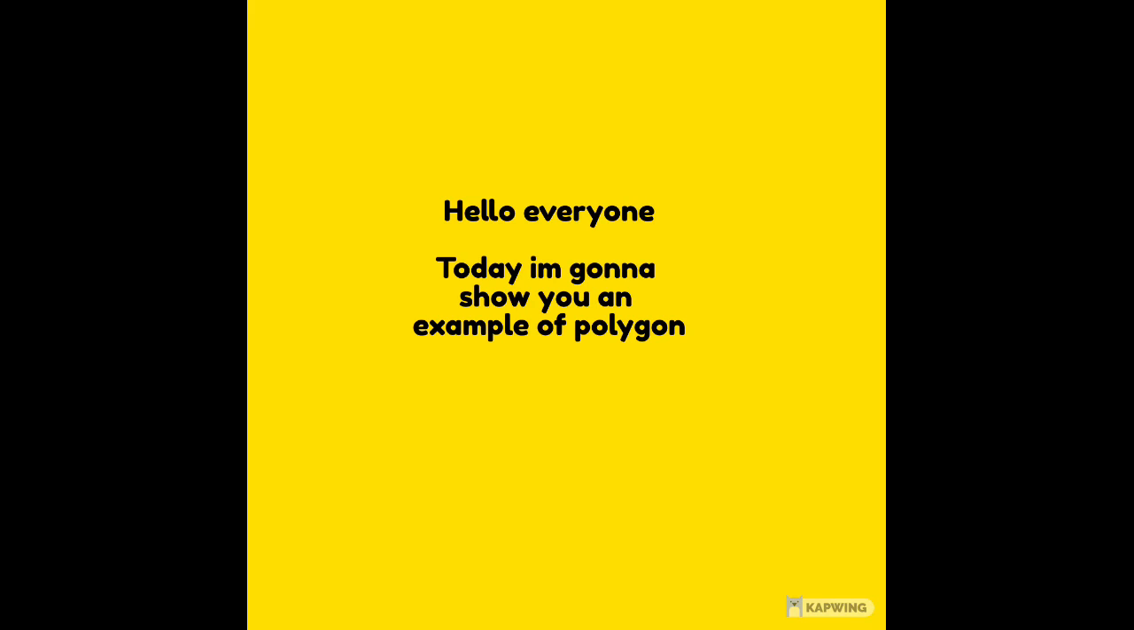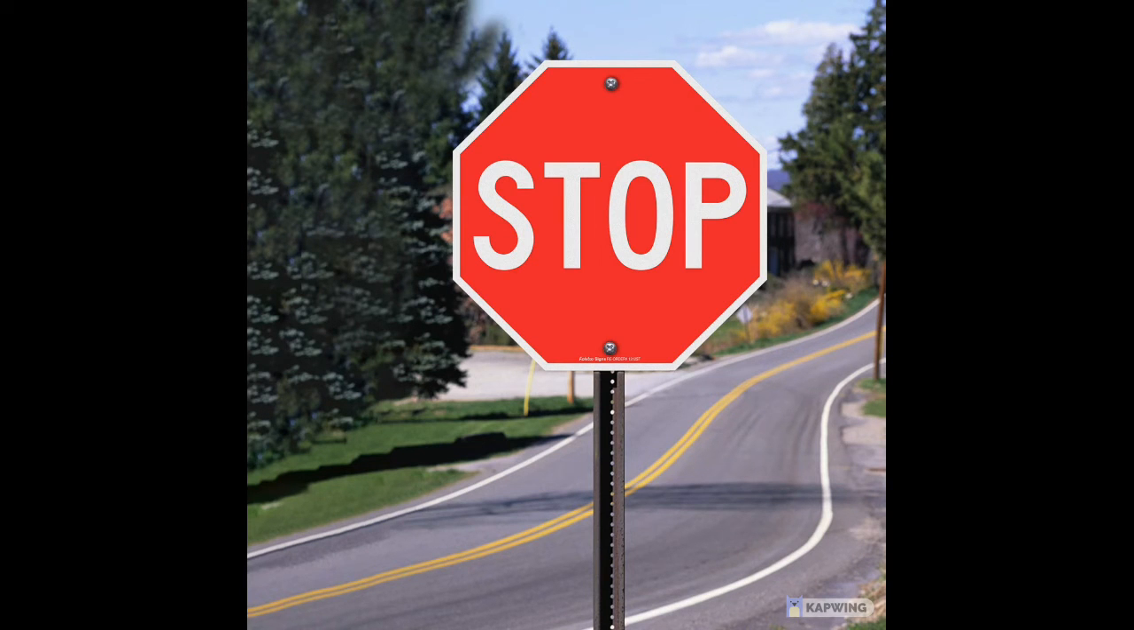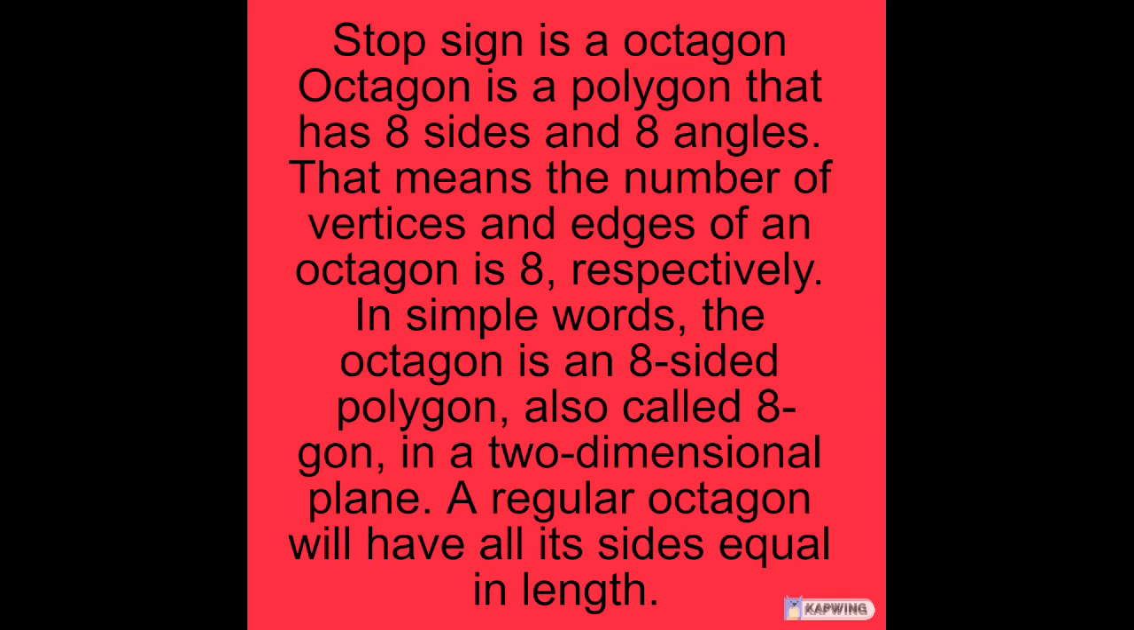Hello everyone, today I'm gonna show you an example of polygon. First, we have here a stop sign. Stop sign is an octagon. Octagon is a polygon that has 8 sides and 8 angles. That means the number of vertices and edges of an octagon is 8 respectively. In simple words, the octagon is an 8-side polygon, also called 8-gon. In a two-dimensional plane, a regular octagon will have all its sides equal in length.